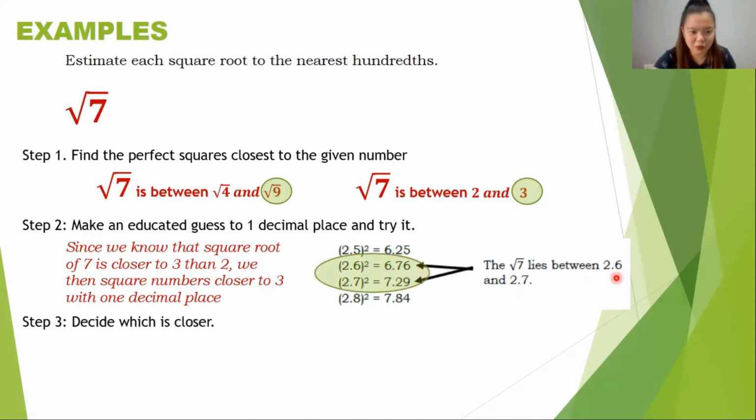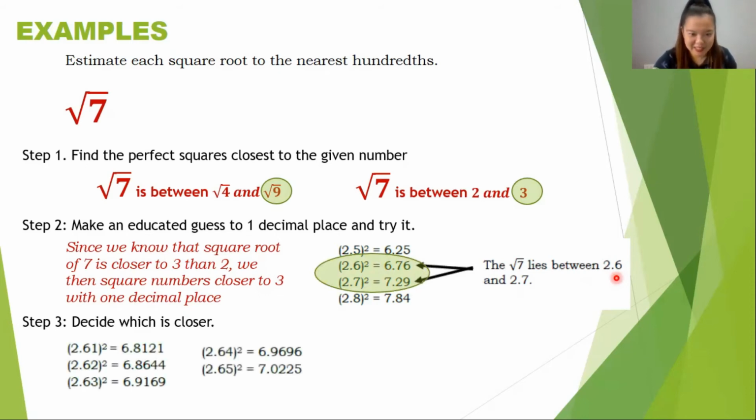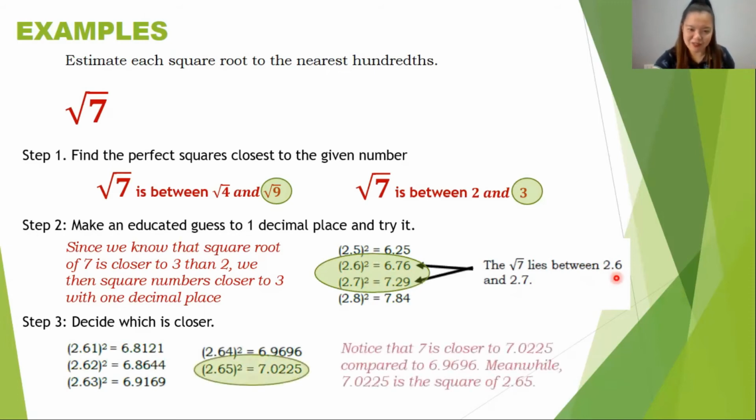Okay, so decide which is closer. O, tignan na natin. Saan na dyan ang mas malapit sa 7? Oh, yan, di ba? Therefore, notice that 7 is closer to 7.0225 compared to 6.9696.